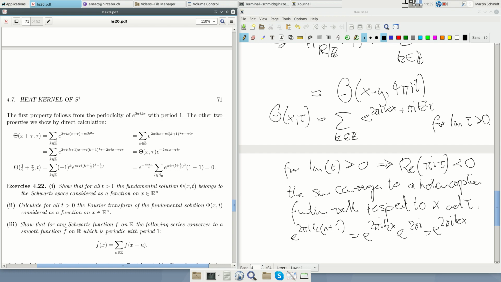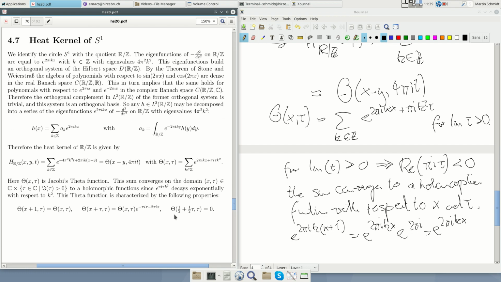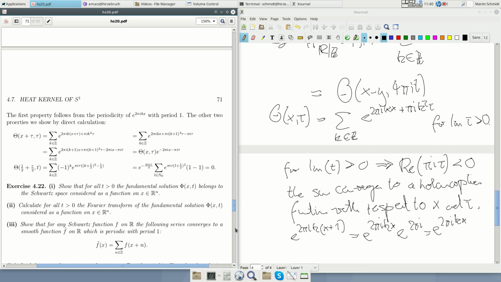So if we have this sum here, clearly the series converges absolutely. So in this domain we may relabel. Now we call k plus 1 k prime, and then take the sum over k prime, and we see we get again theta of x and tau times the exponential of this. So this shows the second property. Now we want to calculate this function.